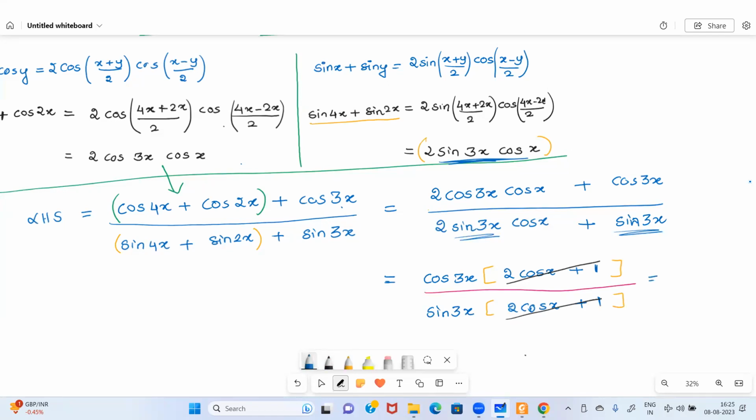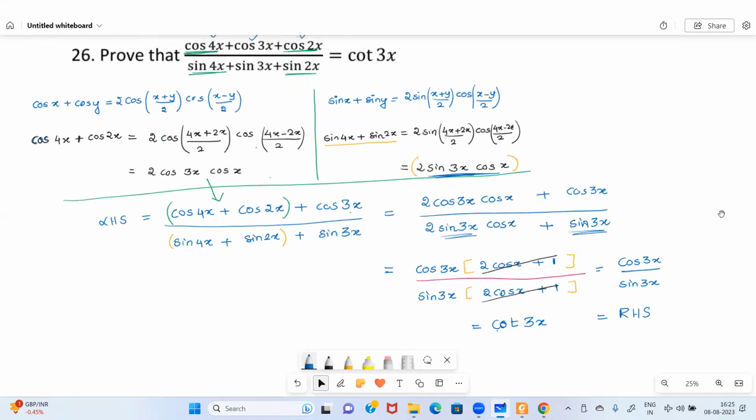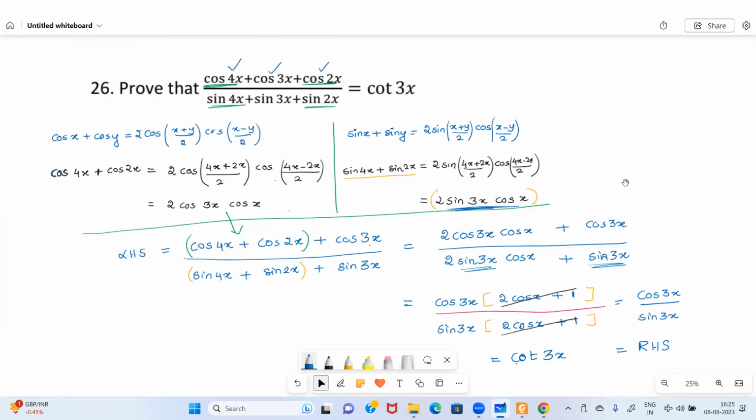So what are we left out with? We are left out with cos 3x divided by sin 3x. And what is cos theta by sin theta, students? We know that cos theta by sin theta is cot theta. So cot 3x. And which is what we wanted to prove. Is the whole derivation clear to you, students? Very, very simple. Important type of problem. Just observe what we have done. Do it twice, thrice, so that you're well versed with such questions. Okay, great. Now we move on to the next question.